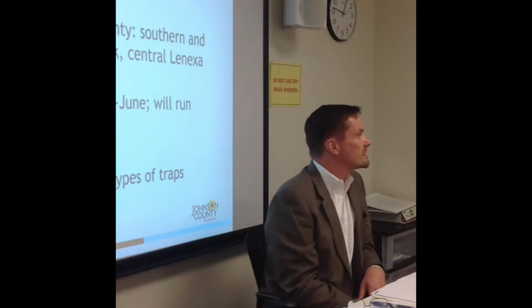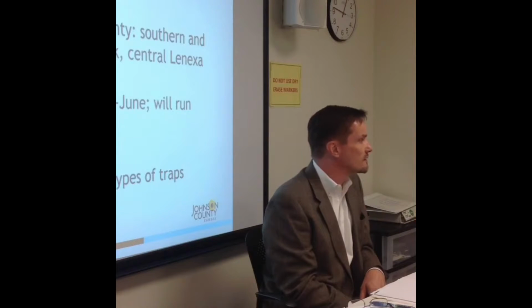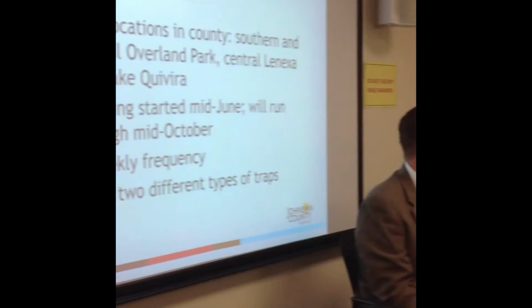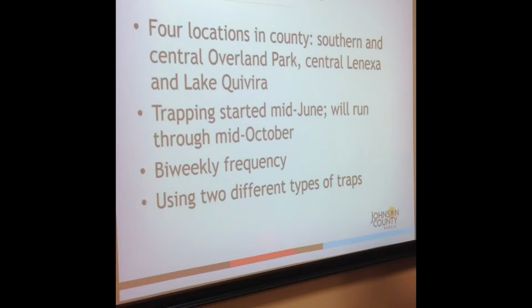So the scope of our project, we've got 4 locations in the county. One is in southern Overland Park, we have another in central Overland Park, one is in central Lenexa, and one is at Lake Quivira. The project started in mid-June, and it's going to be running through mid-October. Typically July, August, and September are the high mosquito season. We are doing this on a bi-weekly basis, setting traps at those 4 locations every 2 weeks. And we are using 2 different types of traps, one for the Culex and one for the Aedes species. And I've got some pictures of those.